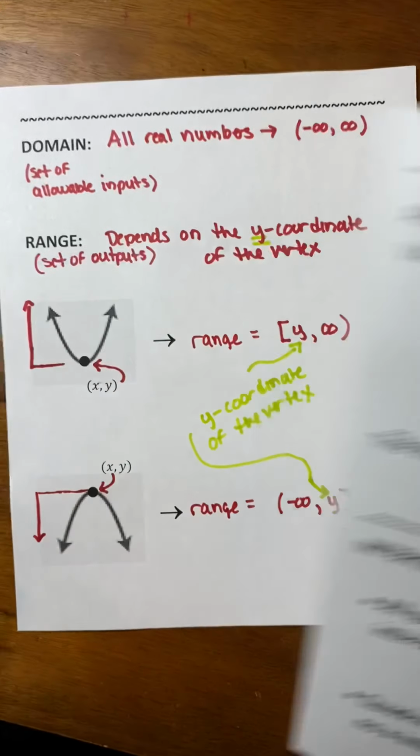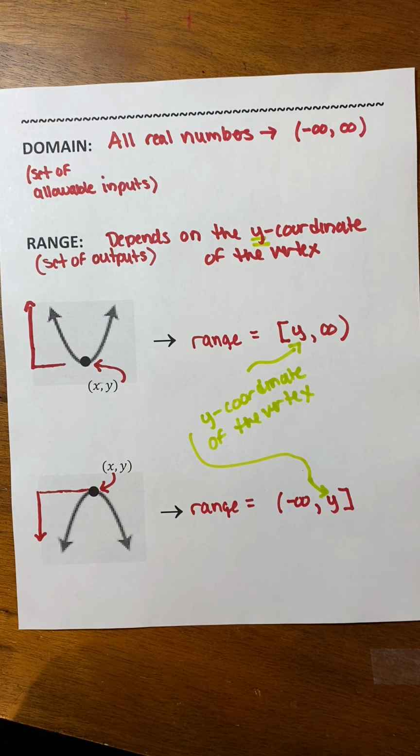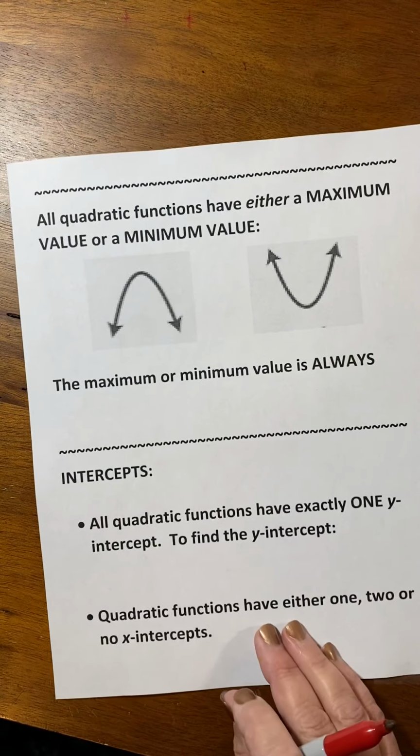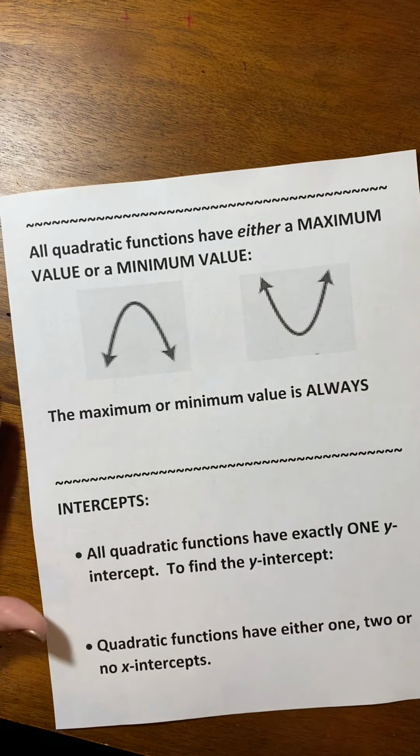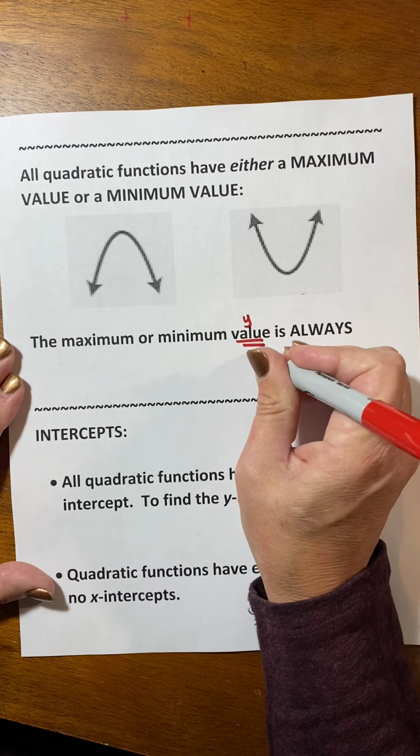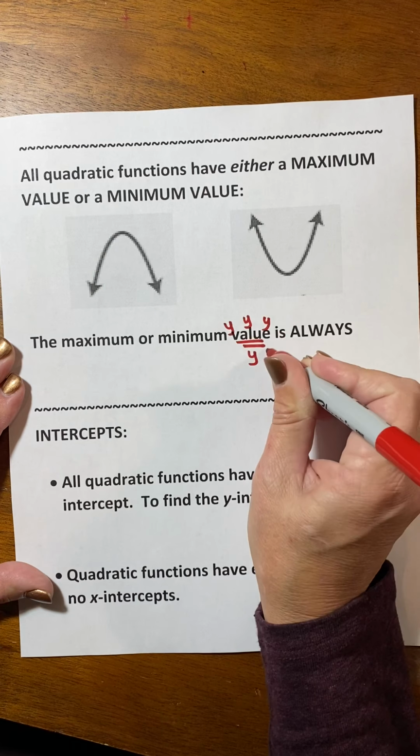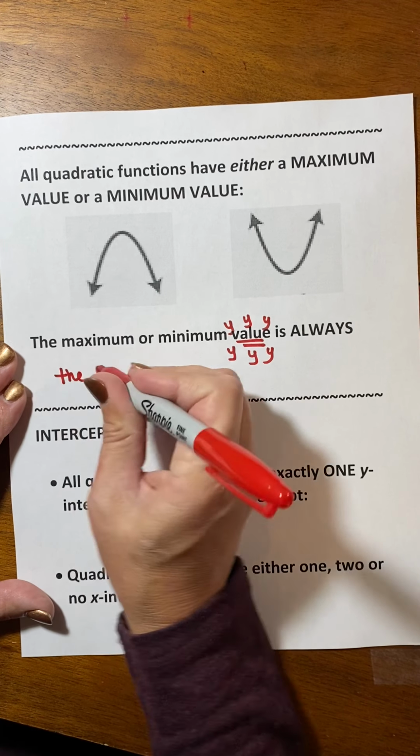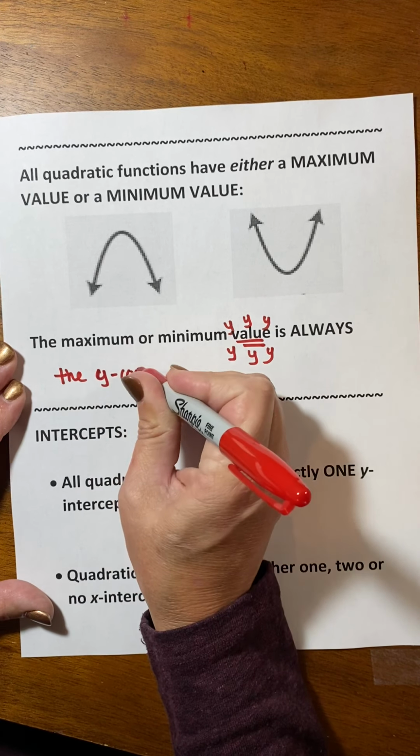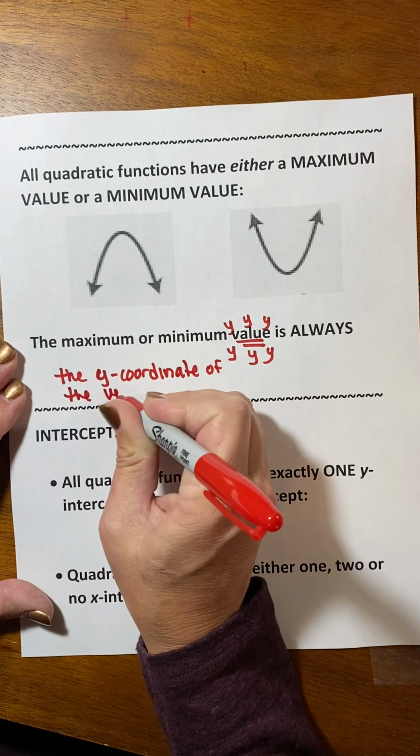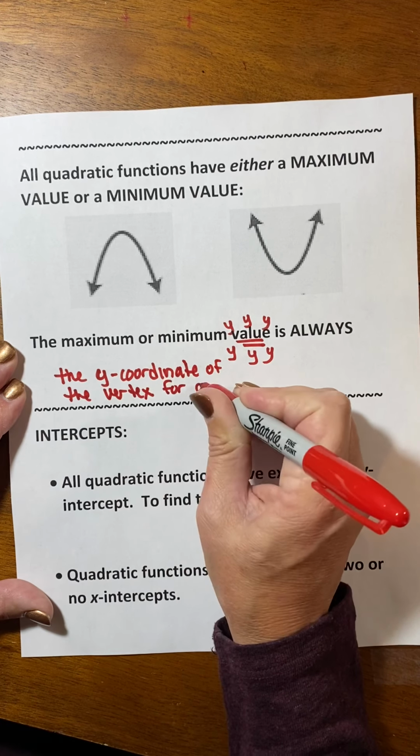All quadratic functions have either a maximum or a minimum value. The value is how high or how low it goes. So once you know the range, you know the maximum or the minimum value. It's always the output, the maximum or minimum value. Anytime you see the word value, this is screaming y. Y, the y coordinate. So it's always the y coordinate of the vertex for quadratic functions.